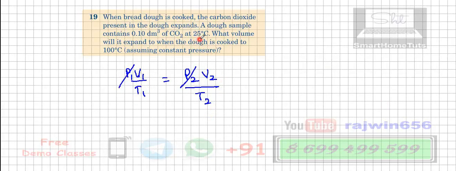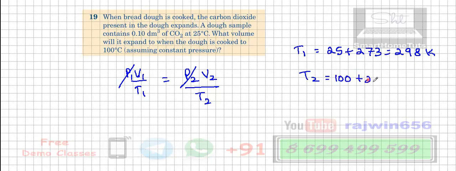Now these temperatures that are given, they are in degrees centigrade. We have to convert them into Kelvin by adding 273. So 25 degrees Celsius, that is T1, is going to become 25 plus 273, which is 298 K. And T2, the new higher temperature, which is 100 degrees Celsius, you add 273. So this is going to become 373 K.